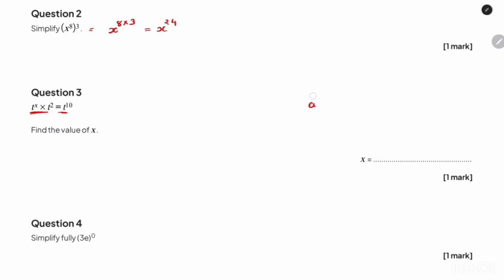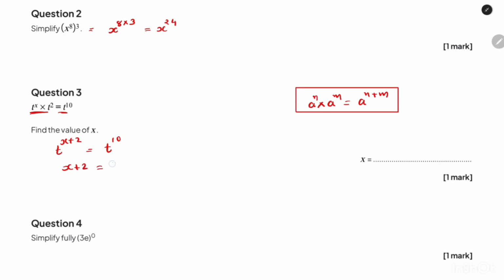For this I am using the identity that a raised to n into a raised to m is a raised to n plus m. So in multiplication, if the bases are the same, then you can add the powers. According to that, this will become t raised to x plus 2 is equal to t raised to 10. Now on both sides of the equation there are only single terms, and both have the base t. So the powers must also be the same. So x plus 2 is equal to 10. So x is equal to 10 minus 2, so x is equal to 8. So this is your answer, x is equal to 8.